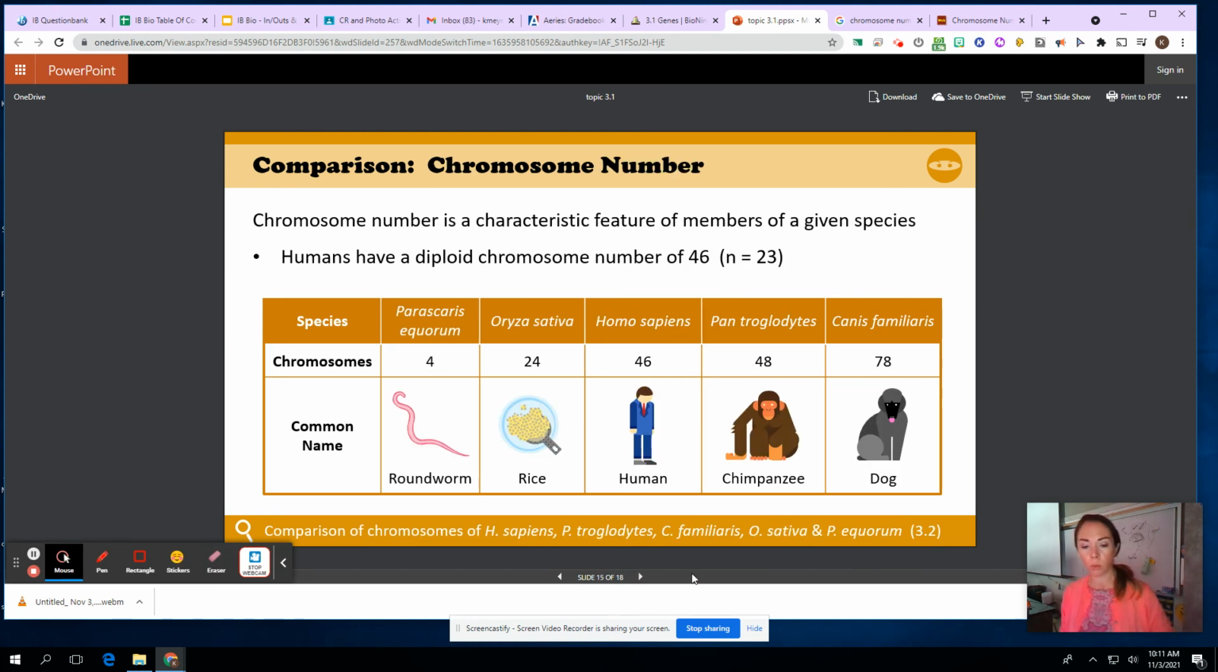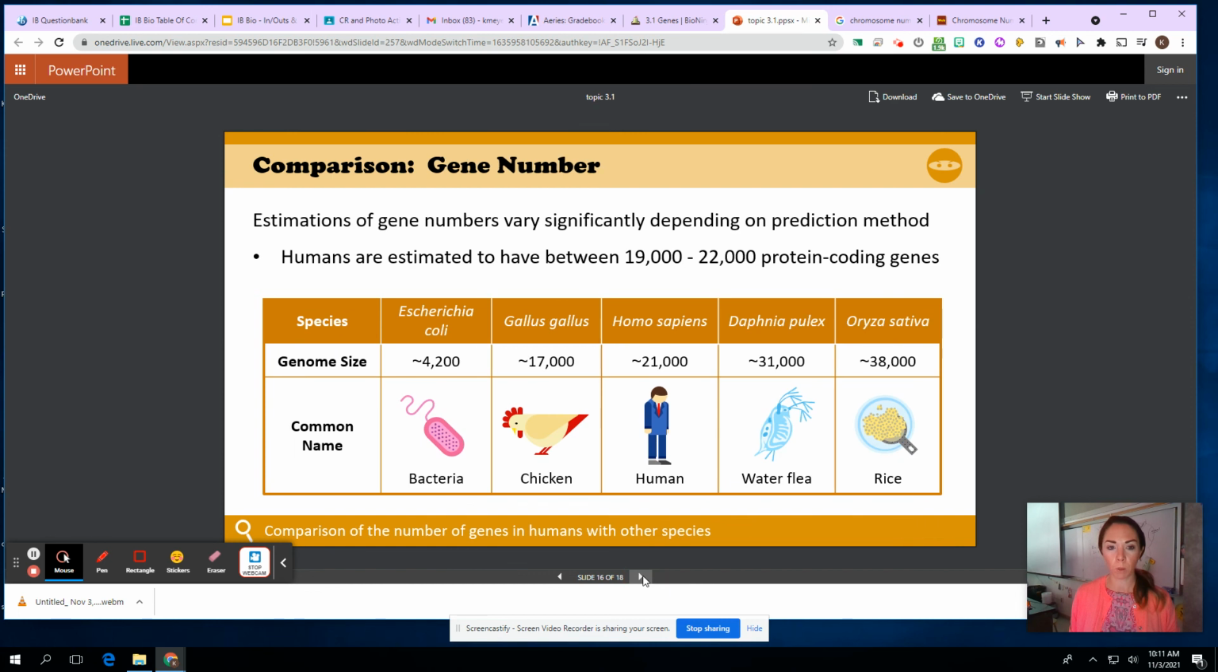Here are the chromosome numbers that I just showed you as well. Do you need to know these? No, you just need to know that humans have 46. And we'll be looking at haploid and diploid numbers soon. But just know, again, there's no relationship between genetic complexity and species. Okay, and one more for good measure.